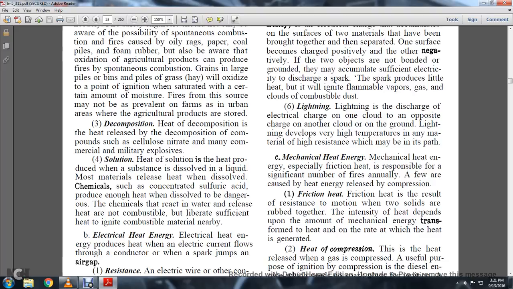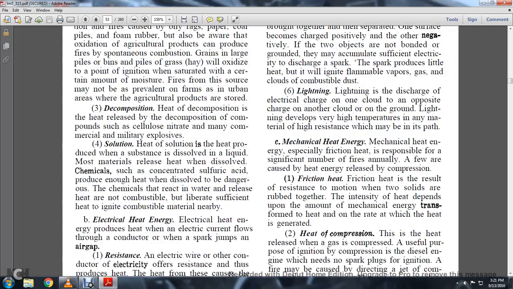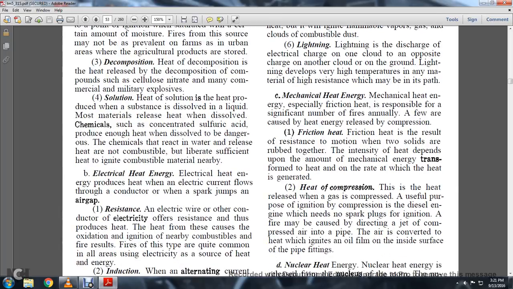3. Decomposition. The heat of decomposition is the heat released by the decomposition of compounds such as cellulose nitrate, used in commercial, military, and explosive applications. 4. Solution. Heat of solution is the heat released when a substance is dissolved in a liquid. Most materials dissolved in chemicals such as concentrated sulfuric acid produce enough heat to be dangerous, and chemicals that react with water and release heat are not combustible but liberate sufficient heat to ignite combustible material nearby.